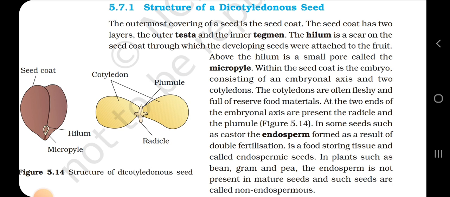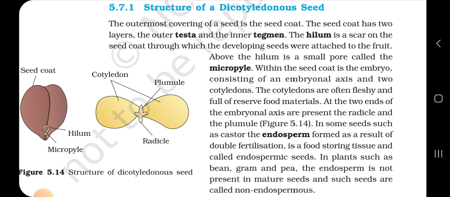Within the seed coat is the embryo consisting of an embryonal axis and two cotyledons. The cotyledons are often fleshy and full of reserve of food materials. At the two ends of the embryonal axis are present the radicle and plumule.